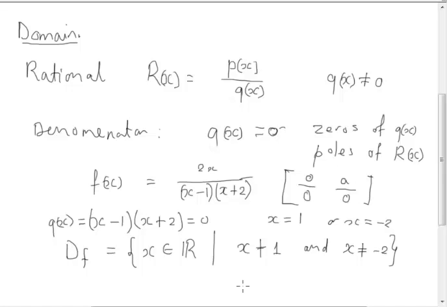So, emphasis for rational functions, always you must be careful with the denominator. You cannot decide on the domain without knowing the zeros of the denominator, or the poles of the function itself. Isn't it? So guys, is it clear, the term pole and the zero? What I mean by pole and what I mean by zero.